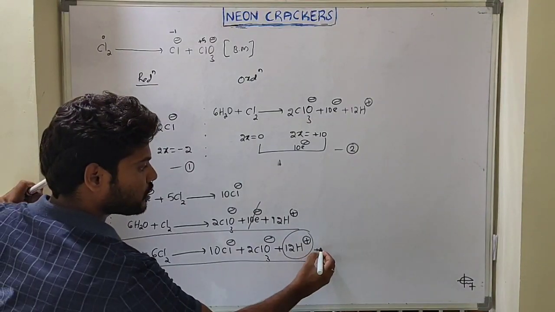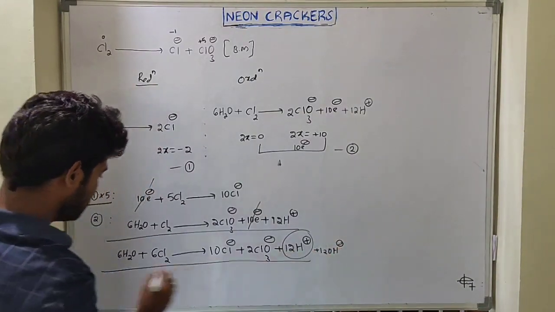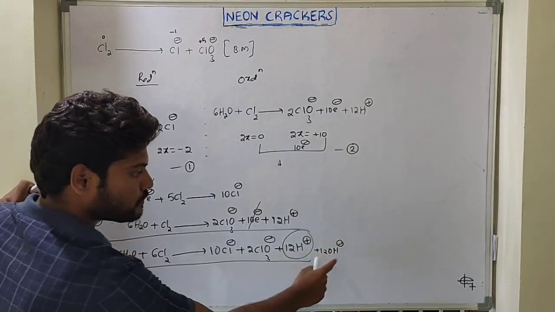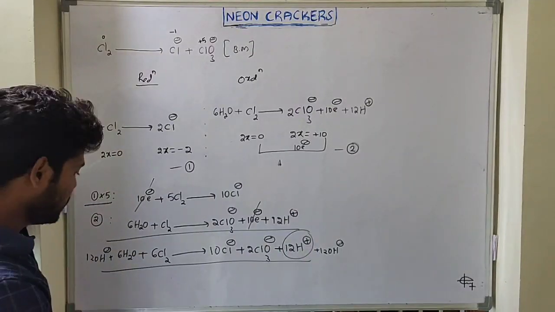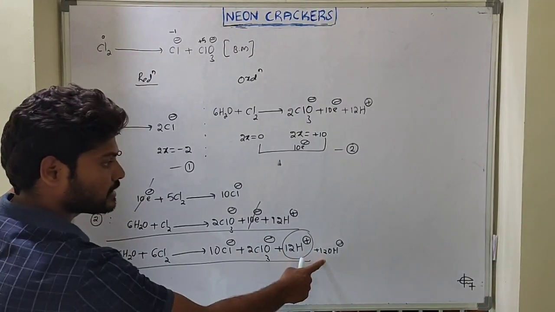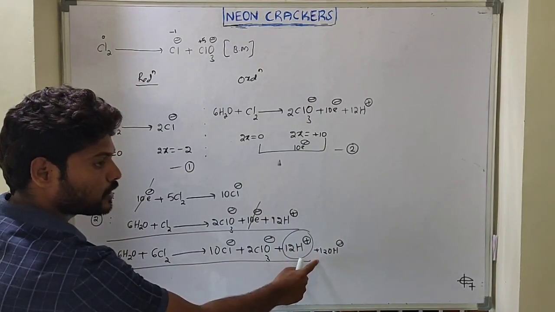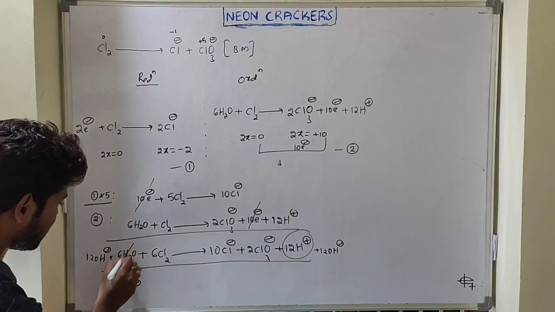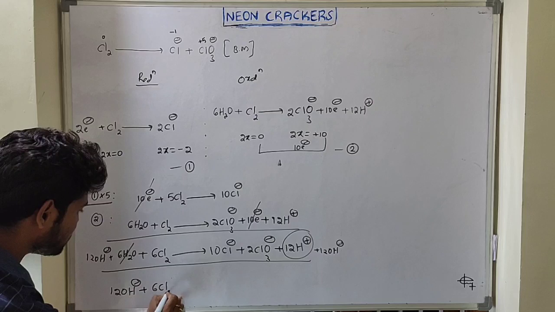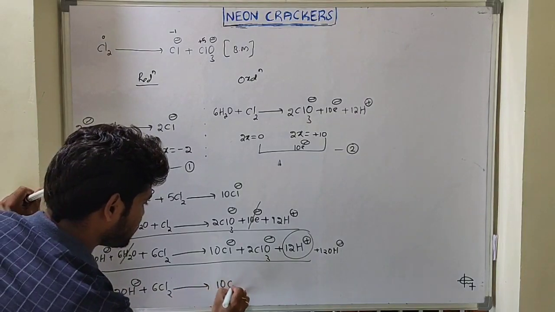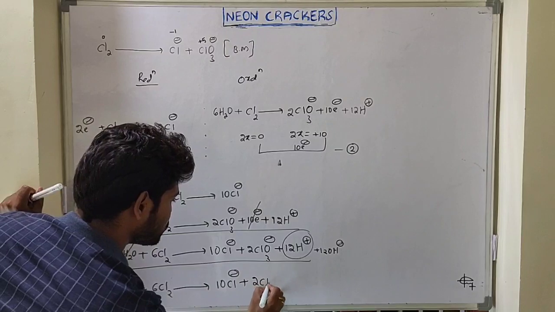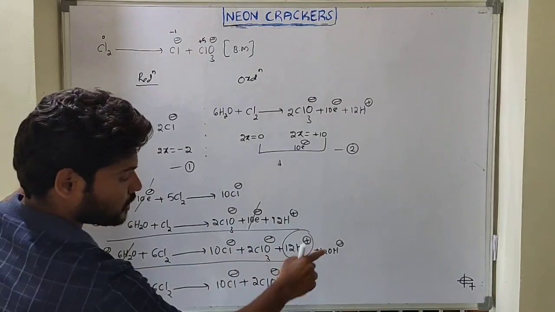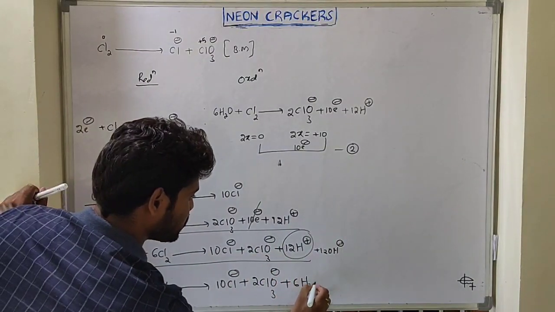If we add 12 OH minus on both sides, 12 H plus and 12 OH minus become 12 molecules of water. So here 6 molecules get cancelled and 6 molecules are left. I am writing directly: 12 OH minus gets cancelled there, plus 6Cl2 giving 10Cl minus plus 2ClO3 minus plus 12H2O, of which 6 water get cancelled. The rest, 6 water molecules, are left.